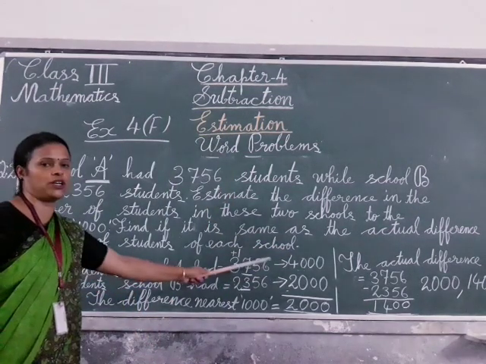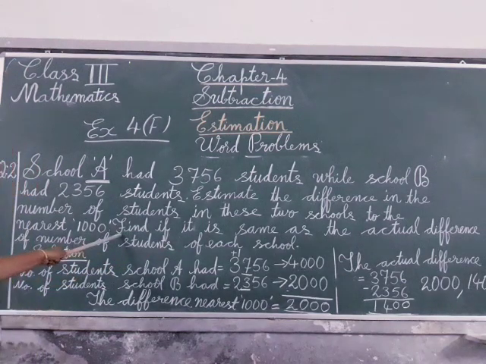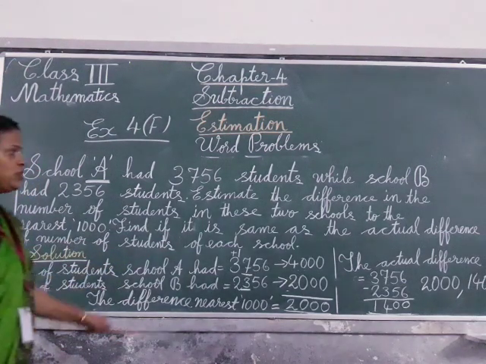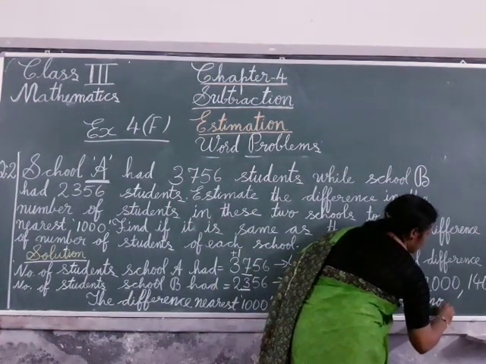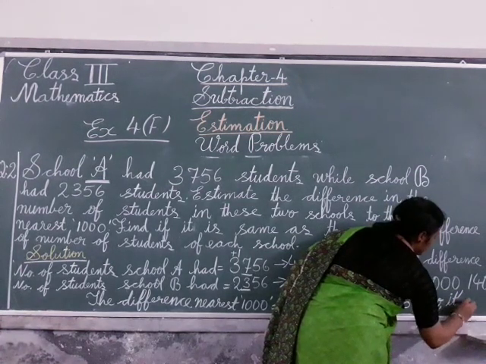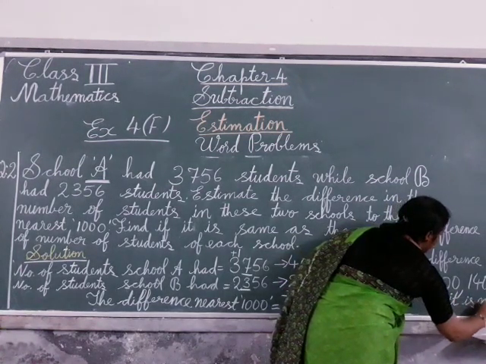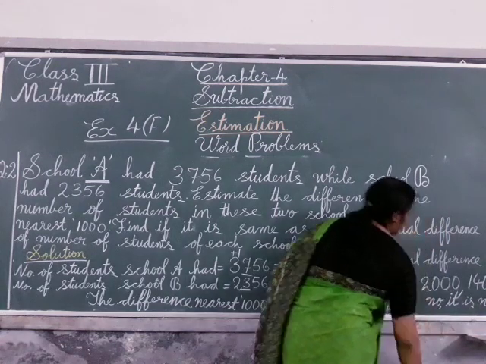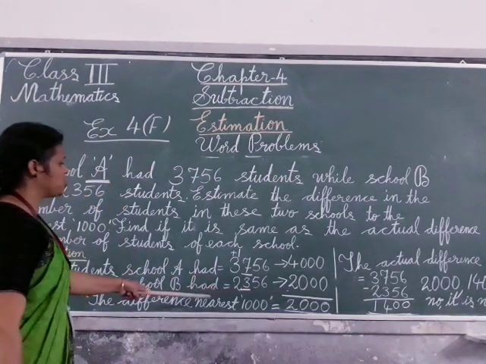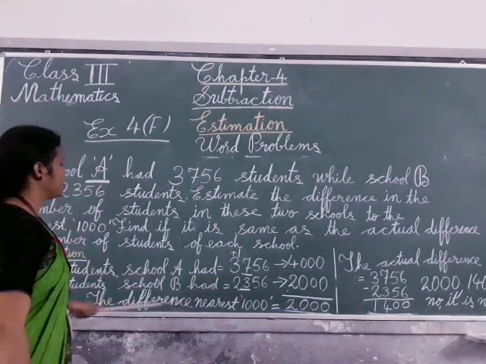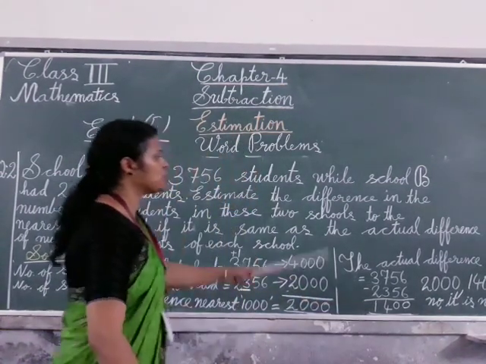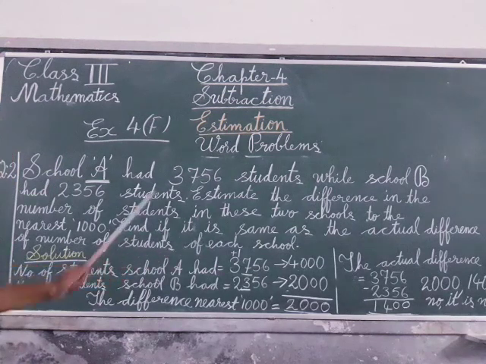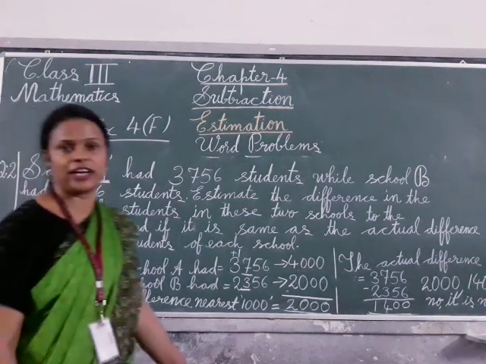So we can say the last question: find if it is same as the actual difference of number of students of each school. Now we can conclude it is not the same. The estimated difference nearest 1,000 we are getting as 2,000, and the actual difference we are getting as 1,400. So we can say no, this is not the same. Both are different differences.